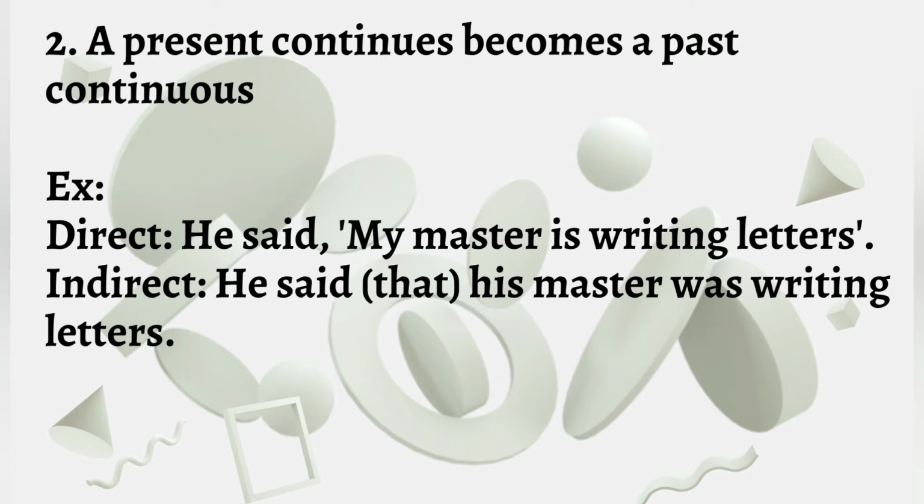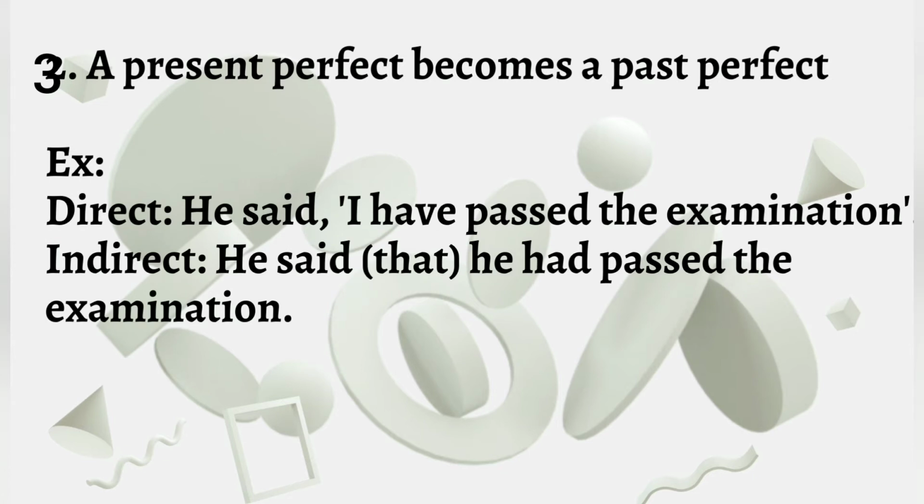Let us now look at the third rule. A present perfect becomes a past perfect. He said, "I have passed the examination." This sentence is in direct speech. Now let us look at the same sentence in indirect speech. He said that he had passed the examination.